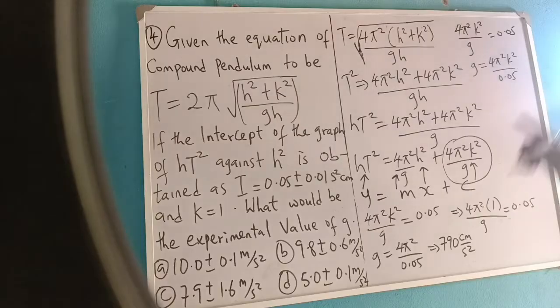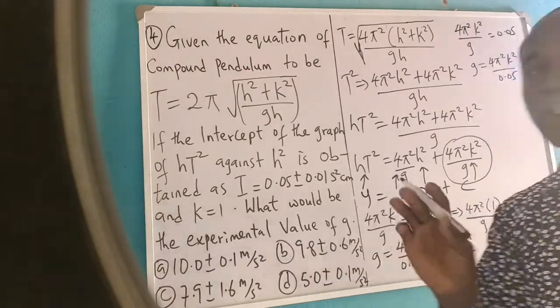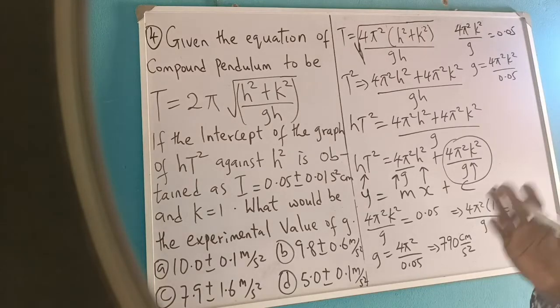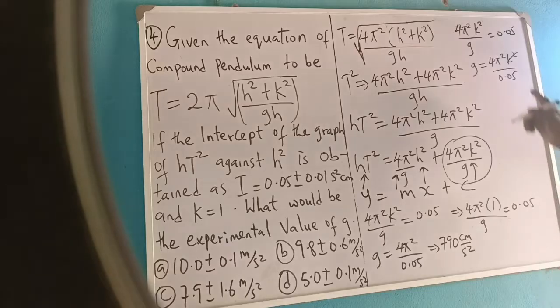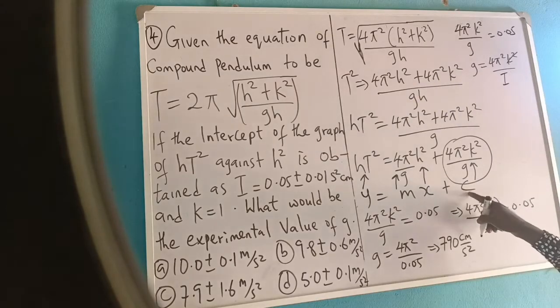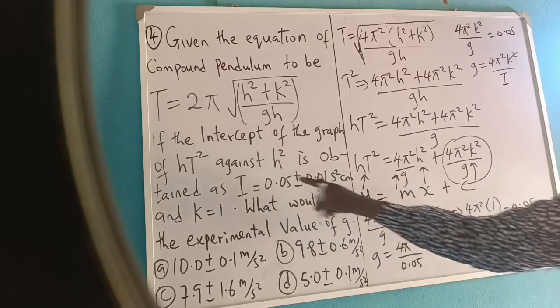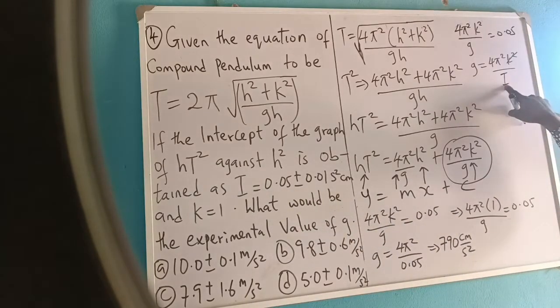Now this k was given to you as 1, no unit, meaning that it wasn't gotten from any measuring instrument. It is constant. I'll cancel it. I don't need it. Then I will be having G equals 4 pi square over this, and this replaces your I. This is the value of your I, which is the intercept.